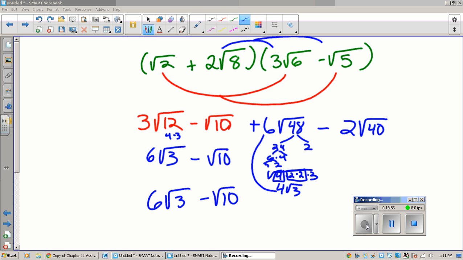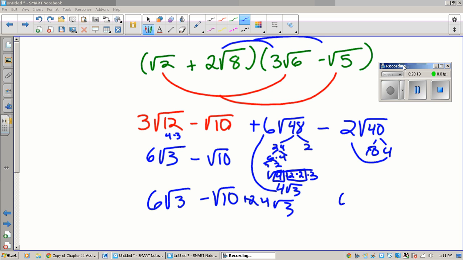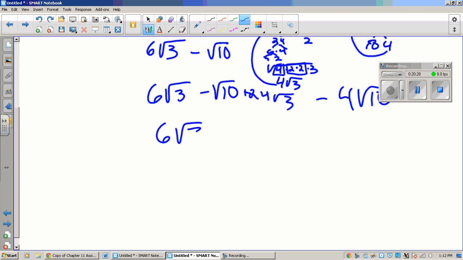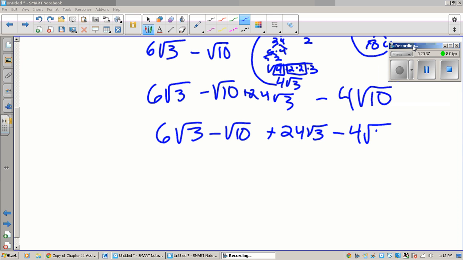So we have to take that 4 and multiply it times that, so it's positive 24 radical 3. And finally, this is 10 times 4 on that. 10 times 4, square root of 4 is 2. 2 times 2 is 4. 4 radical 10, and that's a negative on this one. Oh man, I got a little messy there, sorry. So I've got 6 radical 3 minus radical 10 plus 24 radical 3 minus 4 radical 10. So you just have to simplify all those.